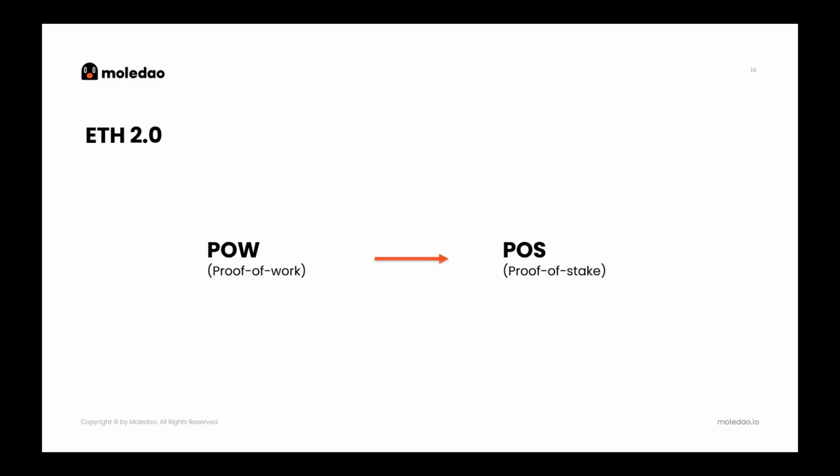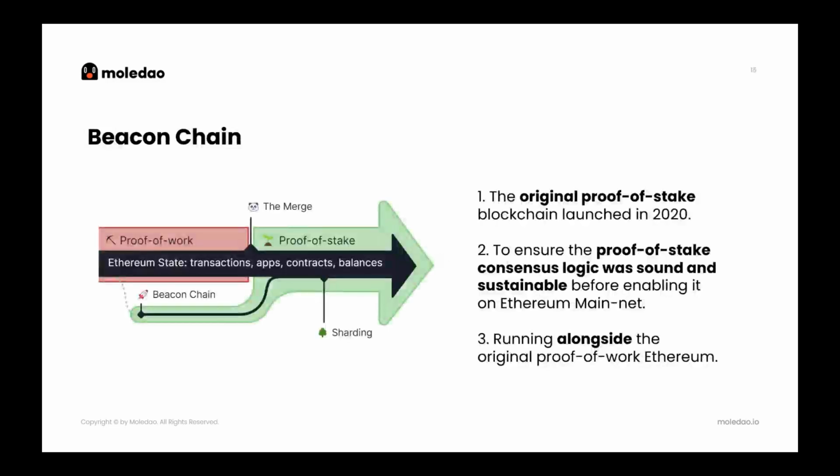Today I will show you the two upgrade steps that play important roles in the POW to POS switching, which are the beacon chain and the merge. Let's first look at the beacon chain. What is the beacon chain? The beacon chain is the name of the original proof of stake blockchain that was launched in 2020. It was created to ensure the proof of stake consensus logic was sound and sustainable before enabling it on the Ethereum mainnet. Therefore, it ran alongside the original proof of work Ethereum.